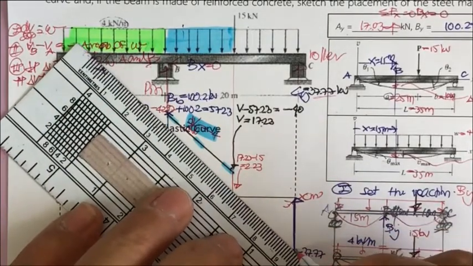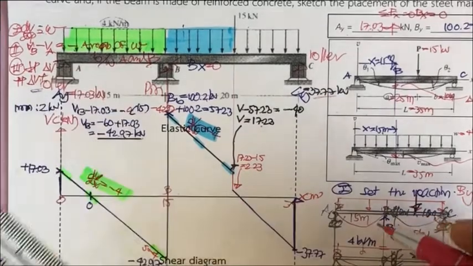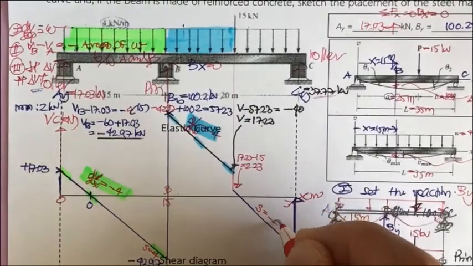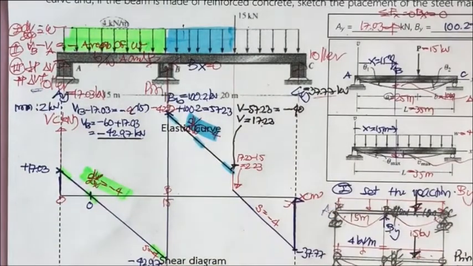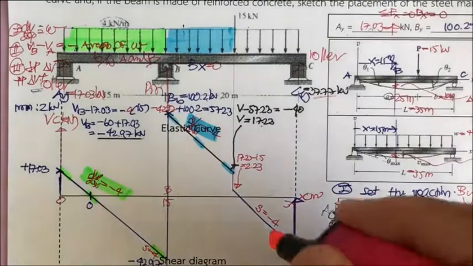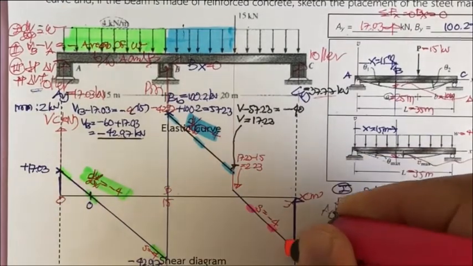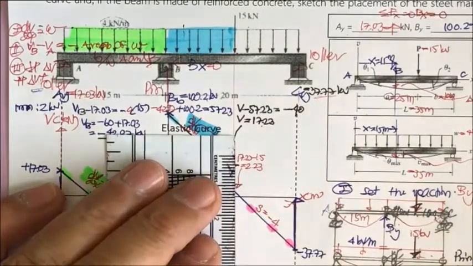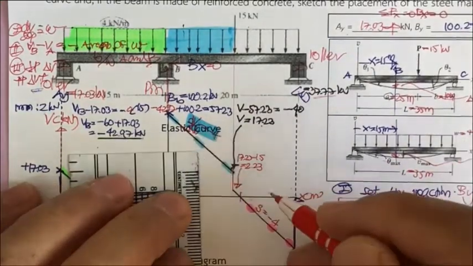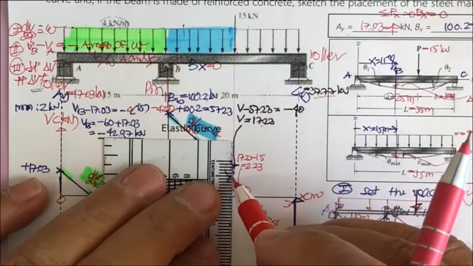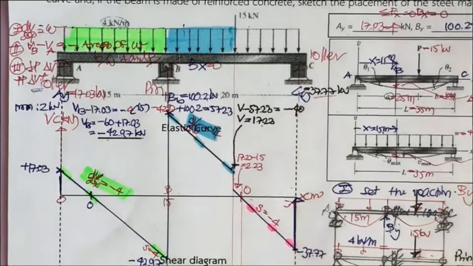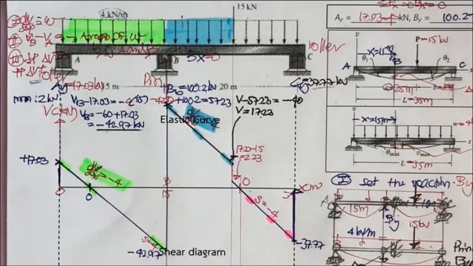And this one is going to be something like this. And again, the slope is going to be minus 4. Okay, and you may put minus 4 and minus 4 if you like. And this is the point of zero shear. Okay, that is the shear diagram for this beam.